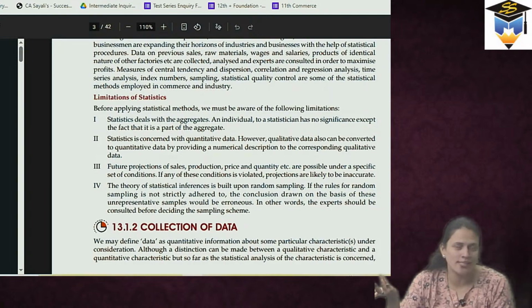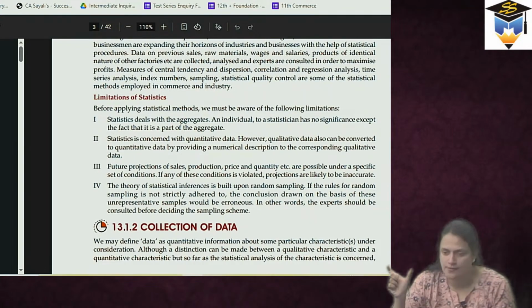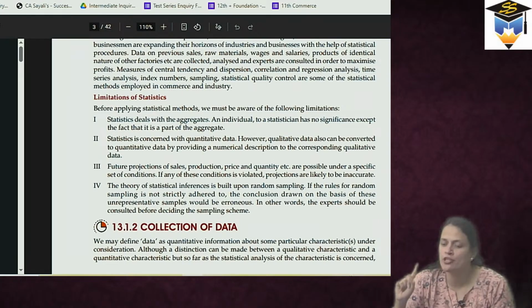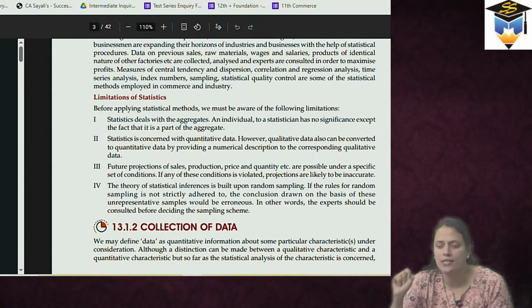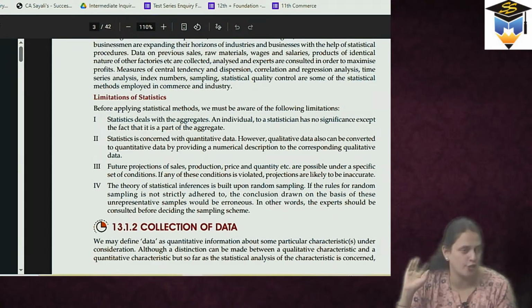Okay. Statistics is concerned with quantitative data. We know statistics is just numbers, maths. Quantity is very important for statistics. Future projections of sales, production, price and quantity are possible under a specific set of conditions.